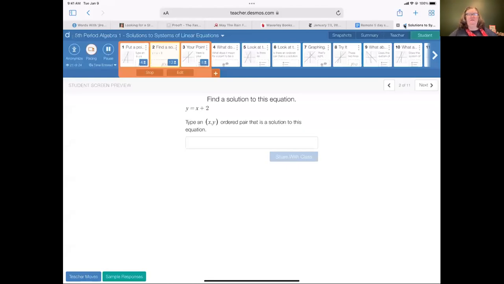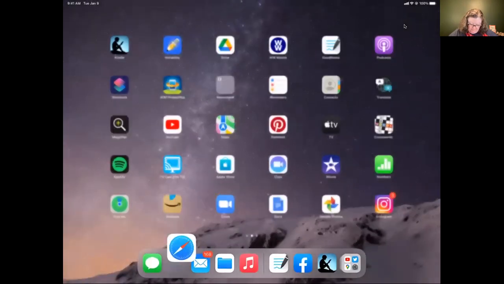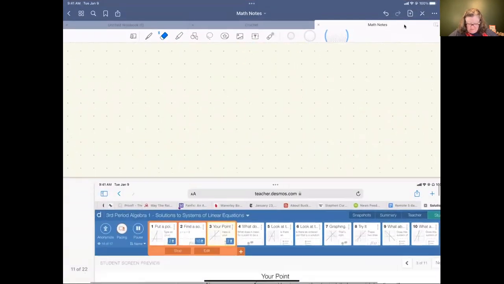So slide two is saying find a solution to this equation. Y equals x plus 2.